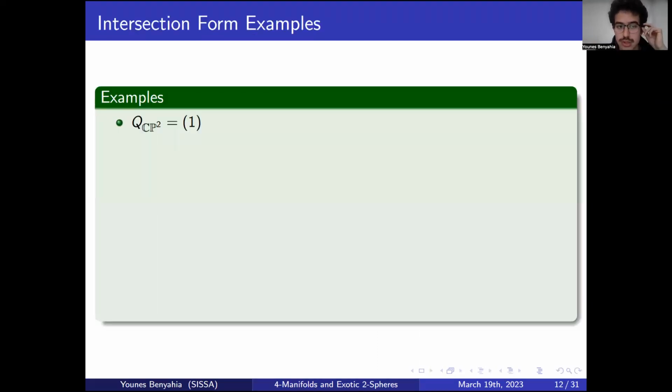So examples: what is Q of CP2? Q of CP2 is going to be the 1-by-1 matrix with entry 1, the identity. And Q of CP2 bar is going to be -1. And this is how we differentiate the two manifolds. I mean, we know they are not the same, even though they have the same second homology.